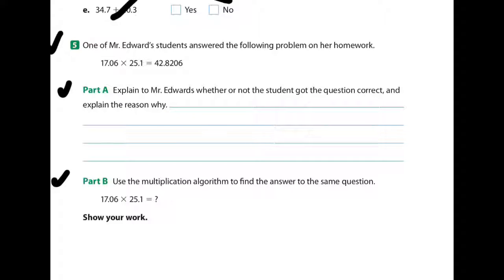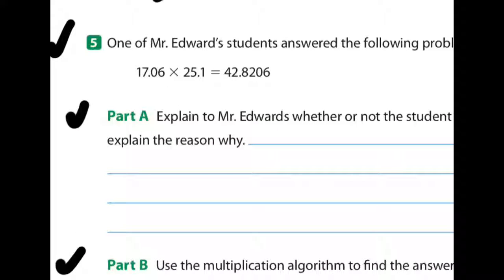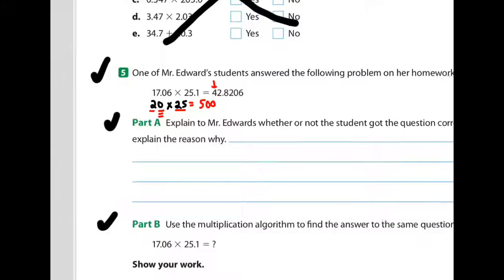Now, in this problem, if I were to estimate this, 17 is about 20, and let's say 25, I don't know, let's just say it's about 25. Now, if I were multiplying this, remember, 2 times 25 is 50. Add that 0 there. So my estimate should be about 500. So when I look at the exact answer, 42.8, I know that can't be right.